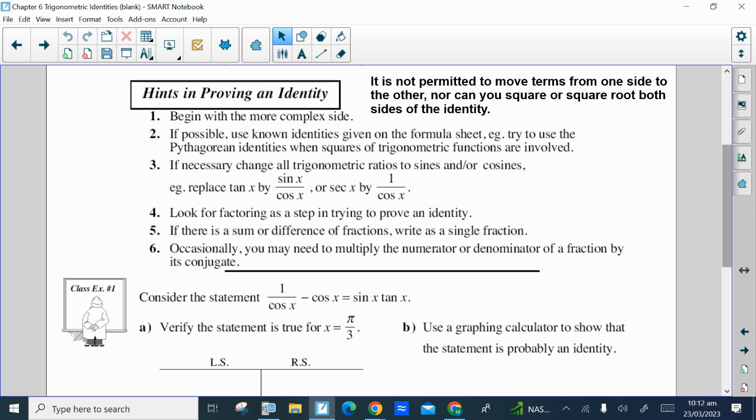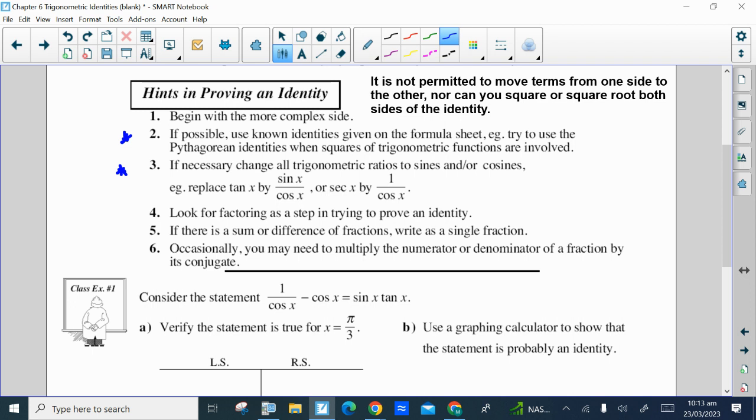So to review some steps that you're going to use. The first thing I would look for: if there are no powers, put everything in terms of sine and cos, which is what hint 3 tells us to do. If there are no powers anywhere, put everything in terms of sine and cos. If there are powers, specifically power 2's, look to those Pythagorean identities that are on the formula sheet.